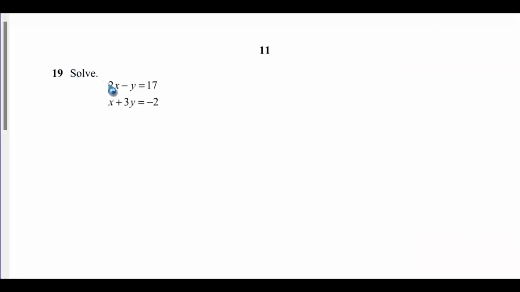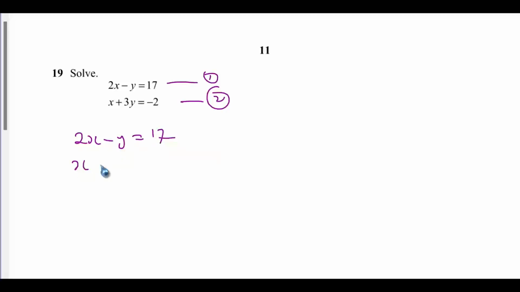Okay, so we are asked to solve this. We can use elimination method or substitution method, but it is easier when you make use of elimination method, but you can always use any method that is convenient for you. So for me, I will use elimination method. So let's write this equation. Let's call this equation 1. Let's call this equation 2. So that means we have 2x minus y equals to 17. Then x plus 3y equals to negative 2.